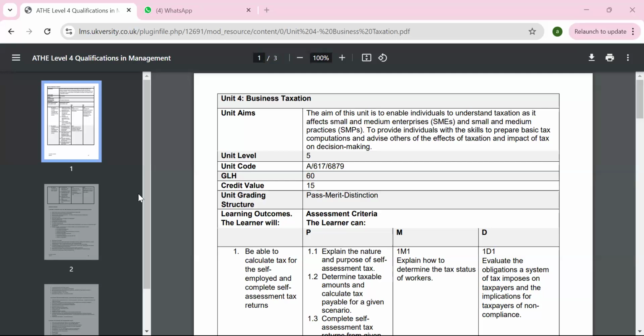During our lesson today, we'll go through our LO1, and before that we'll go through the unit specification, what we're supposed to learn.